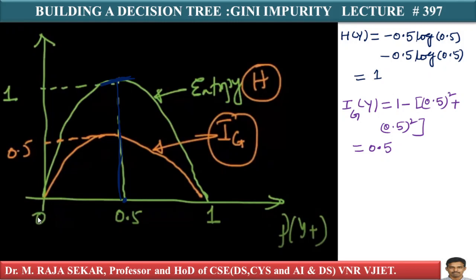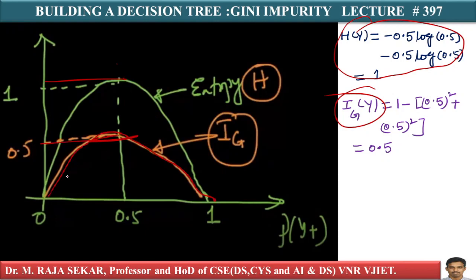Your information gain for this is 0.5. This is the information gain curve. This above one is the entropy curve, isn't it? For the equiprobable case, H of y is 1. That's what it says. The information gain is 0.5. This is the information gain. This one is the entropy curve, isn't it?